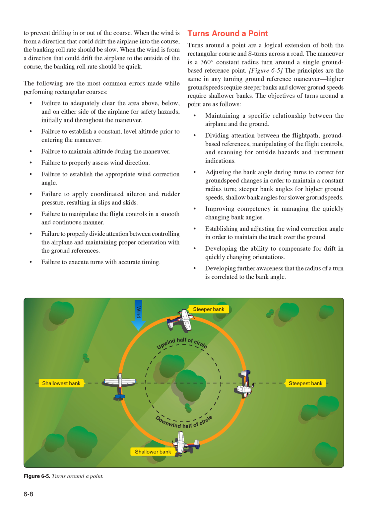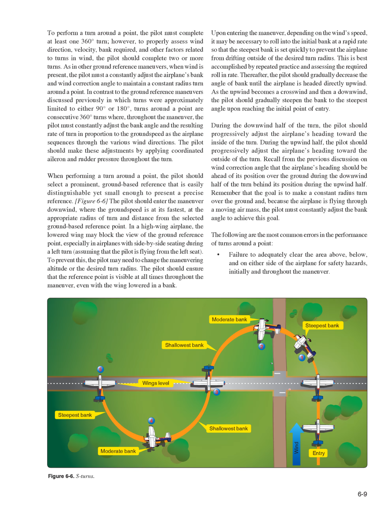Improving competency in managing the quickly changing bank angles. Establishing and adjusting the wind correction angle in order to maintain the track over the ground. Developing the ability to compensate for drift in quickly changing orientations. Developing further awareness that the radius of a turn is correlated to the bank angle. To perform a turn around a point, the pilot must complete at least one 360 degrees turn.